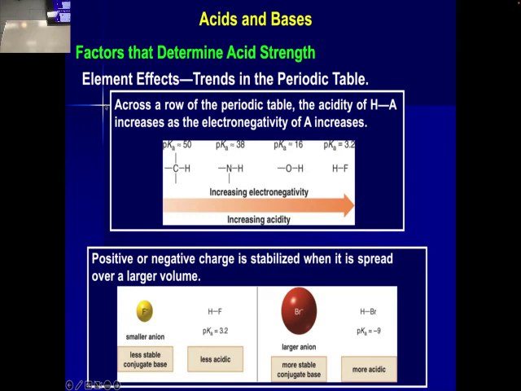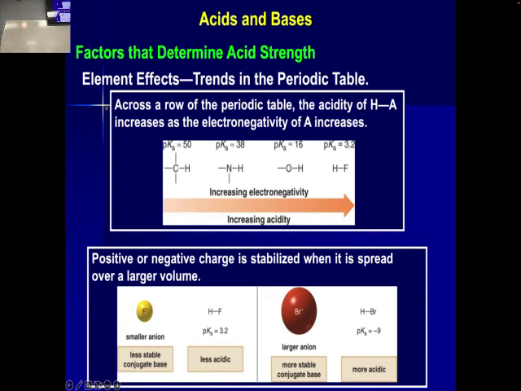So let's look at the element effects. This is coming out of the periodic table. I wish we had a periodic table in the classroom. We don't, but you can look in your periodic tables if you have them. We're talking about the elements carbon, nitrogen, oxygen, and fluorine. They are in the second period of the periodic table. What do we know about the acidity as we go from left to right within a period? It increases, and I know that because I go from a pKa of 50 to a pKa of about 38 to a pKa of about 16 to a pKa of about 3.2.